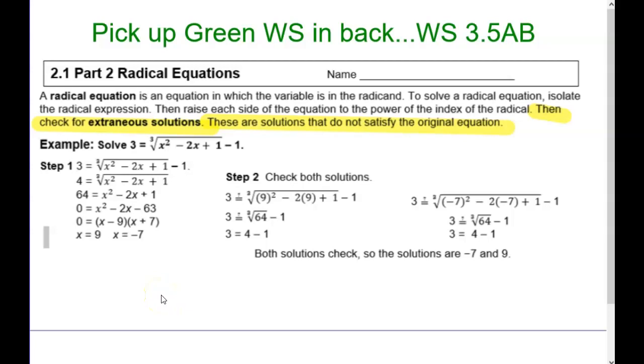All right, so this is the green worksheet from the back. Make sure you have the right thing here. This is still part of 2.1. Does anybody remember what 2.1 started out as?